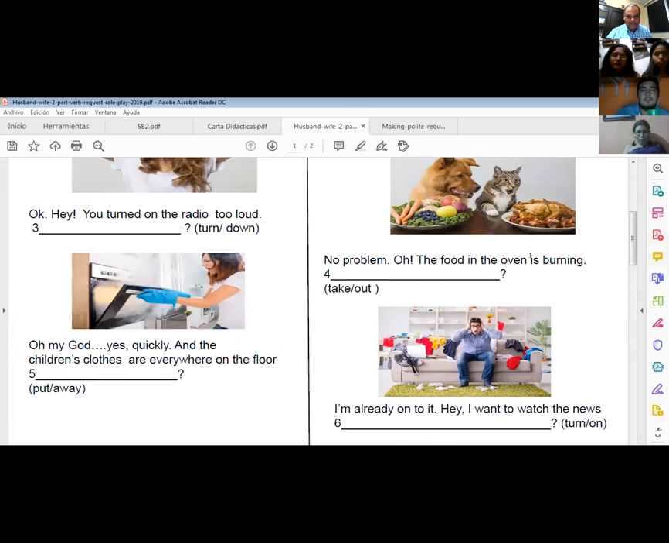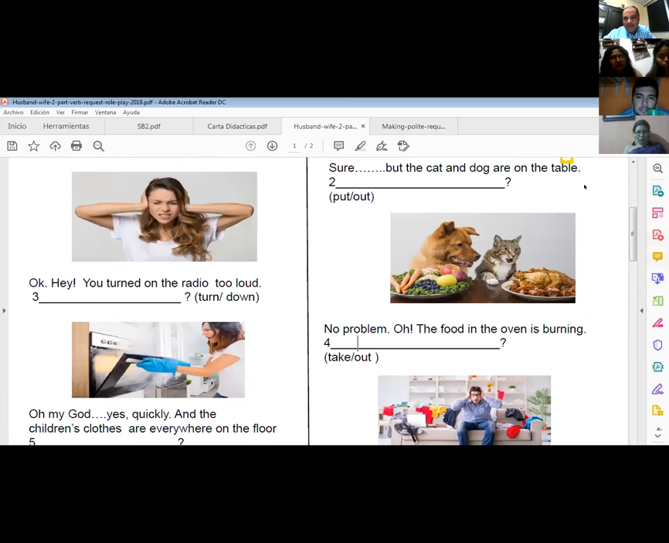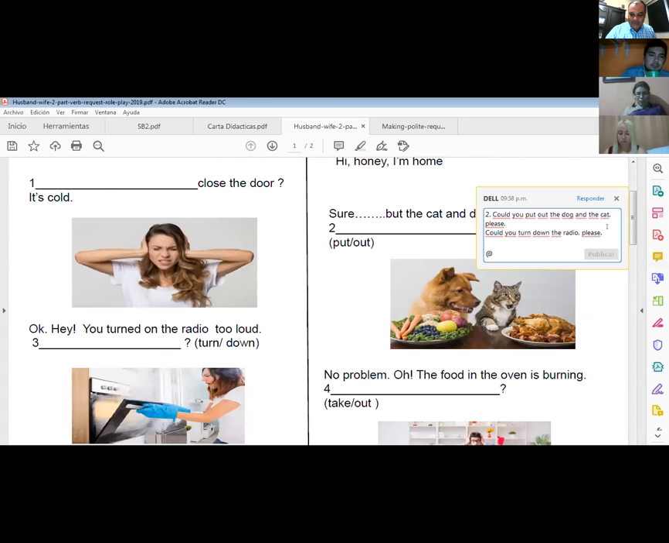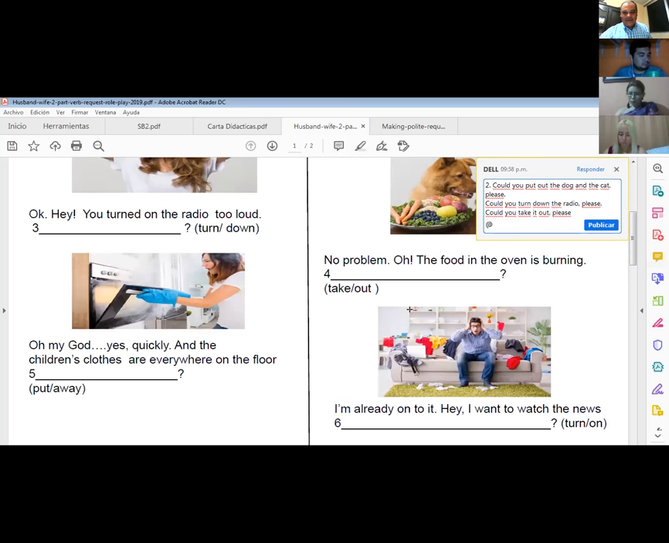No problem. Oh, the food in the oven is burning. ¿Cómo sería? Could you take the food out? Would you take it out? Ajá, y vamos aquí a la, ok, so, could you take, como estoy hablando de la comida, take it out. Could you take it out, please? Is that clear? Okay, very good. That's number four.